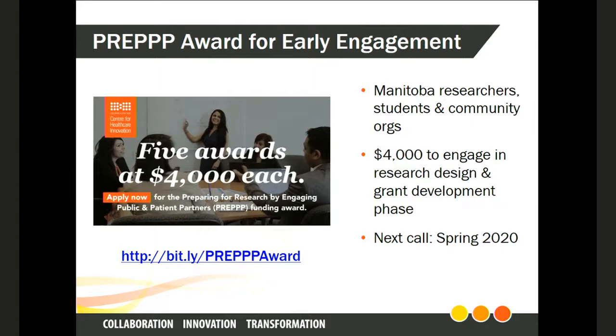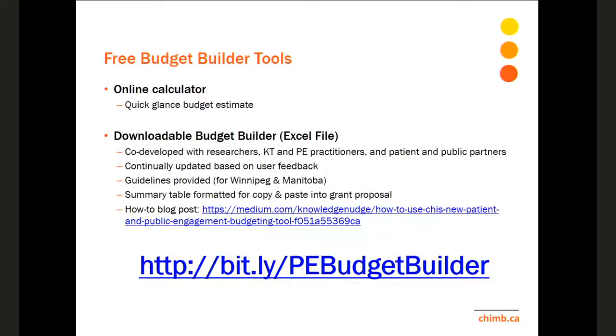In response to questions from researchers, students, and research staff about building a budget, we developed a tool. It started with a quick and dirty online calculator. I think it was calculoid.com or something. I created this just so you can get a really quick look at how much engagement might cost for you. But then we went a bit more in depth, and we have a downloadable budget builder. It's an Excel file. I tried to make it as not intimidating as possible, being that it's in Excel. You can access that through that link.